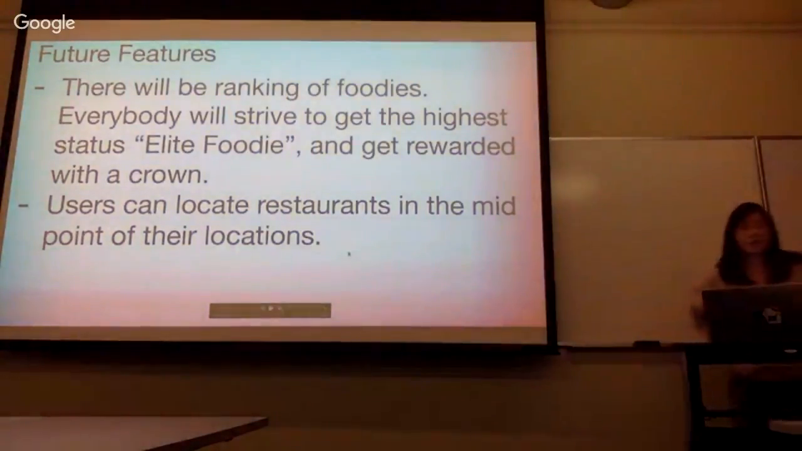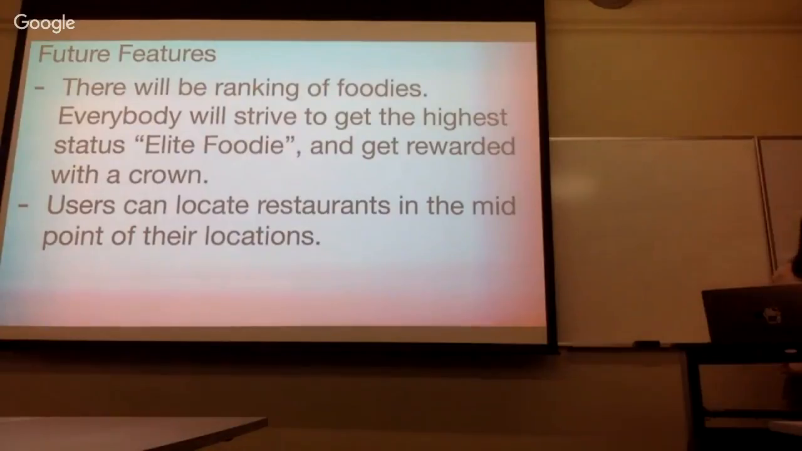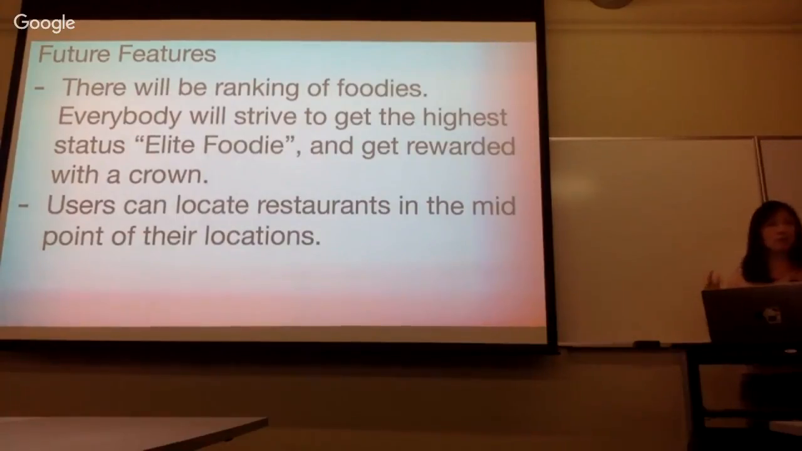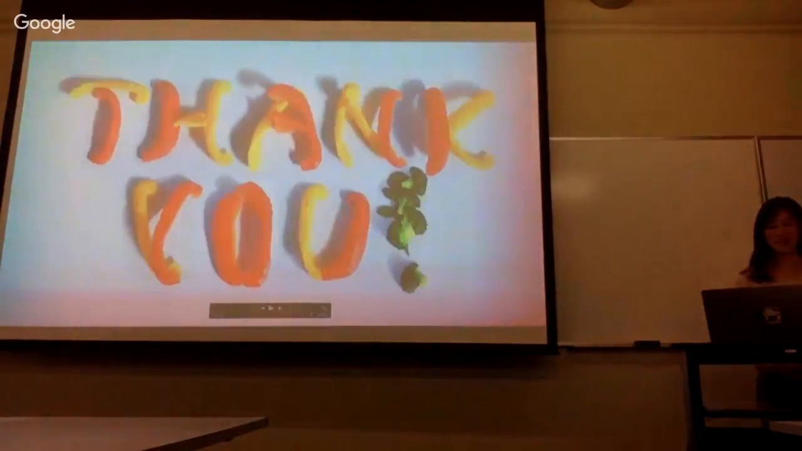Future features: there'll be ranking of foodies. There'll be different levels of foodies. Everybody will strive to get a high status like foodies and get rewarded with a gold crown. Users can locate restaurants at the midpoint of their locations. Say a group of users want to go together to explore restaurants in the midpoint. So I can locate that. I already know how to code that. It's very interesting. It's fun. Thank you.